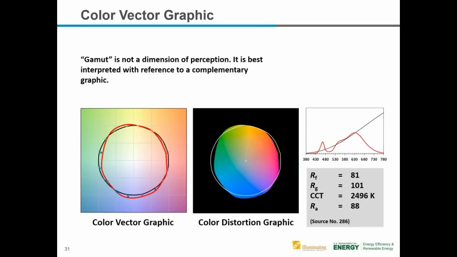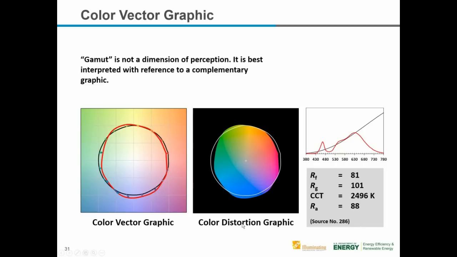This is why it's also important to use either the color vector graphic, shown on the left, or the color distortion graphic, shown in the middle. Let me explain and try to follow my mouse pointer on this. On these graphics, the gamut of the reference illuminant is normalized to a circle. On the color vector graphic, that circle is a black circle. On the color distortion graphic, that circle is a white circle.